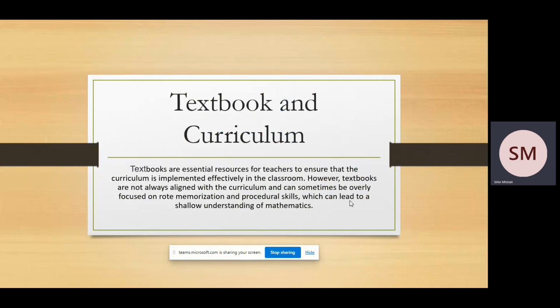So now we have looked at the curriculum, but what guides the curriculum to be implemented in South Africa? We use textbooks, and we know that textbooks are essential resources for teachers to ensure that the curriculum is implemented effectively in classrooms. And we have figured out that textbooks are not always aligned with the curriculum. And they are sometimes overly focused on rote memorization and procedural skills, which can lead to a shallow understanding of mathematics.